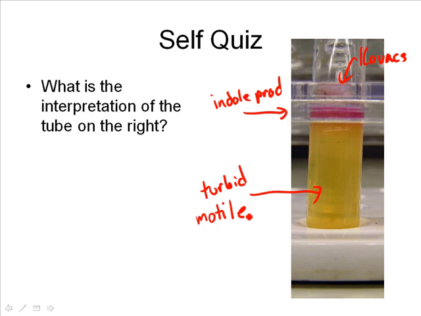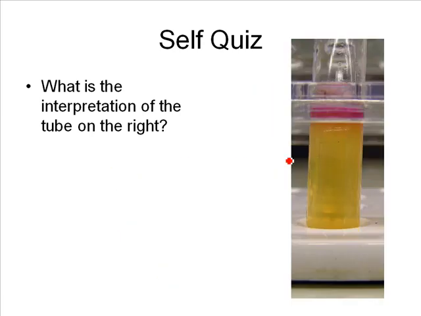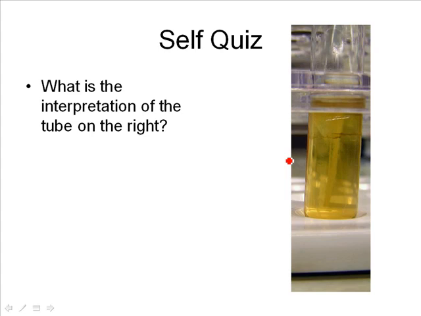So what you're starting to see in the SIM media, you have to look at a variety of things. You have to add Kovacs, look at the top for the presence of a red/pink ring. You need to look in the media below the surface to see if it's motile. And as we'll see in a second, you also have to look for hydrogen sulfide production. All right. Now let's look at motility a little bit clearer. I like this picture. What is the interpretation of this SIM tube?